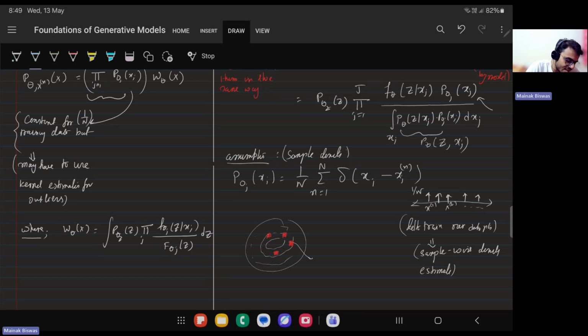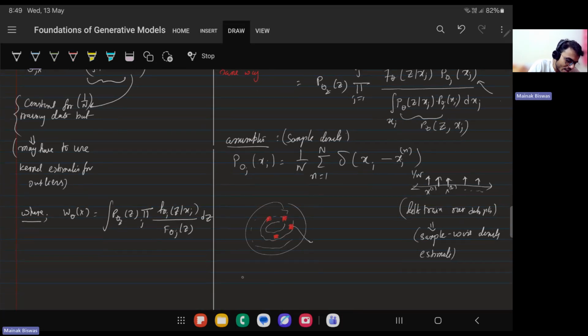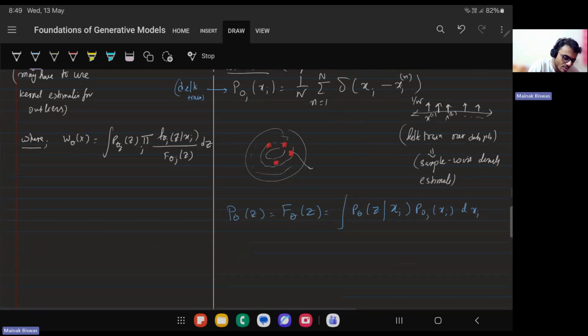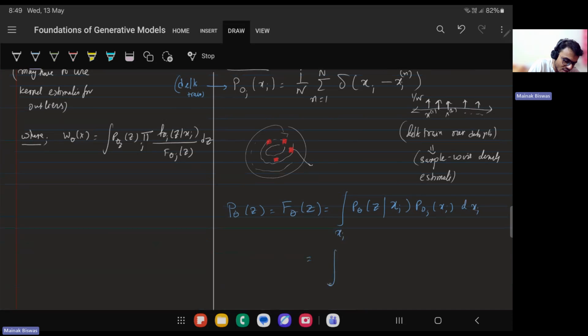So now what will I get? This is the delta train, and the denominator p theta of z, which I will represent by capital F theta of z, is the integral of p theta of z given xj into p0 of xj. It's just marginalizing xj out in the numerator, over all values of xj. Now this becomes tractable because this function is a delta function. I can put all the values over here. I can put the values from star.